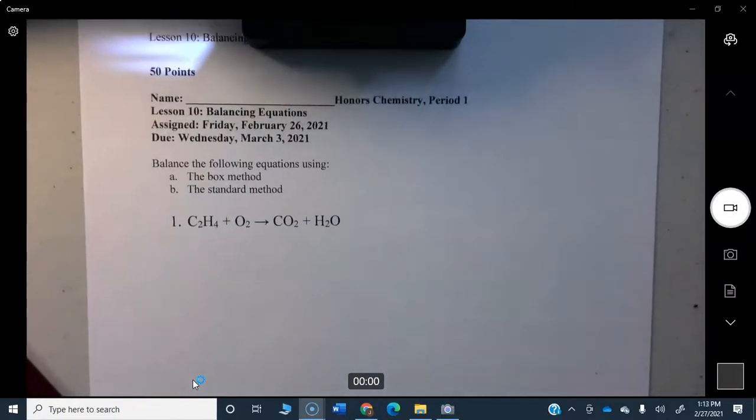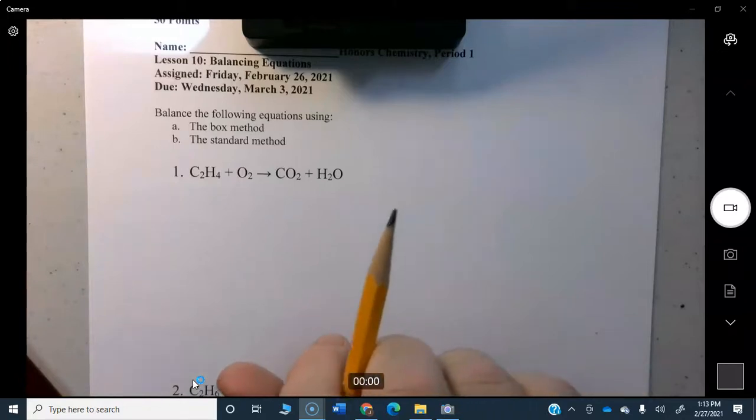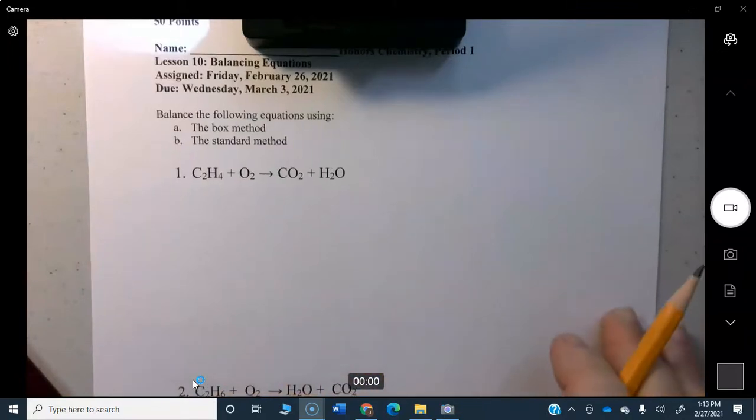So let's go ahead and do number 1 right here. There's two methods, the box method and the standard. I'd like you to do both of them. Eventually you want to use just the standard method of balancing. At first the box method is going to probably be a little bit easier, although it requires a little more space and a little more writing.